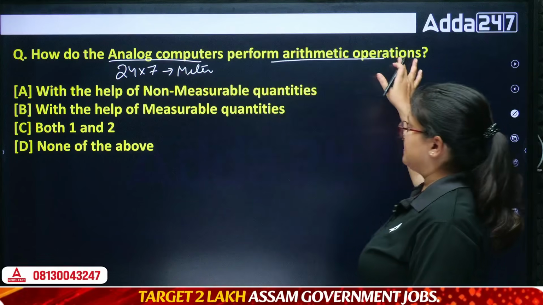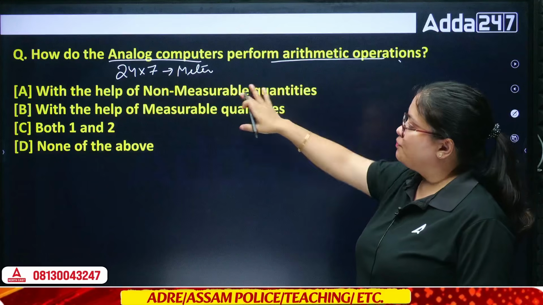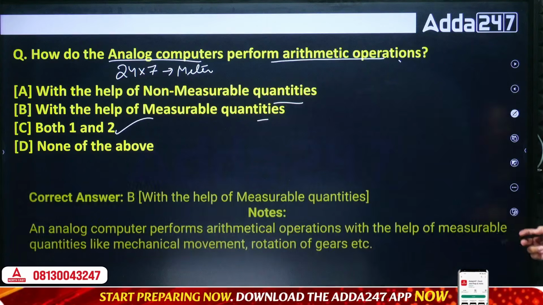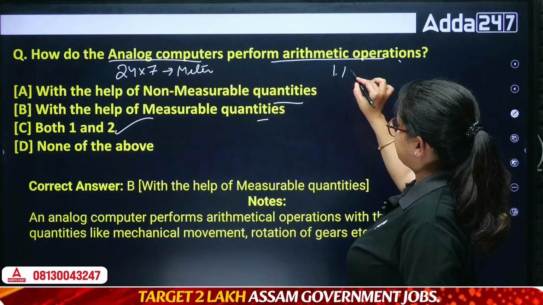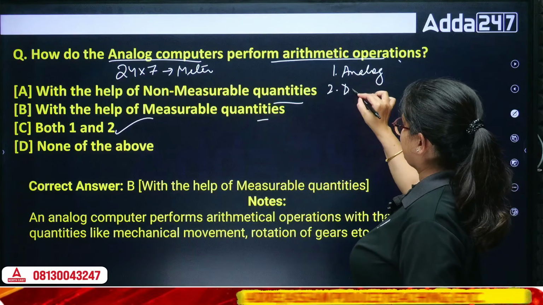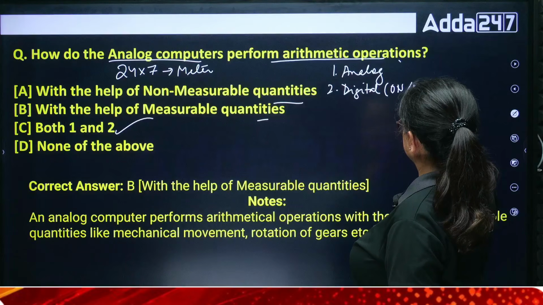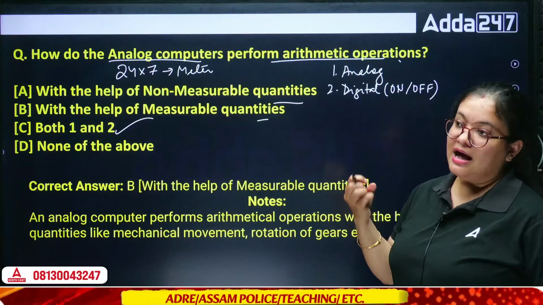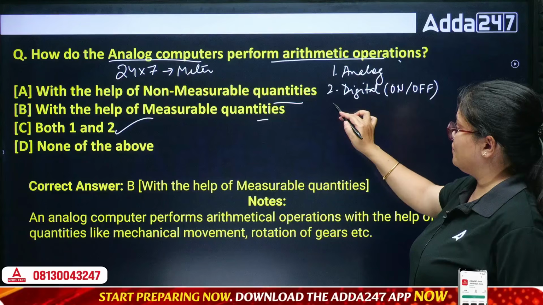So whenever we talk about performing arithmetic operations, the analog computer uses both non-measurable and measurable quantities. So the answer is both 1 and 2. Okay. Now, types of computer. One, as I have already mentioned, is analog. Let's see the list. One is the analog computer, one is the digital computer, which we usually use for our day-to-day work, and the work here is on and off. We switch on the computer, we do our task, and when it is completed, we switch off the computer. So this is the usual task of a digital computer.